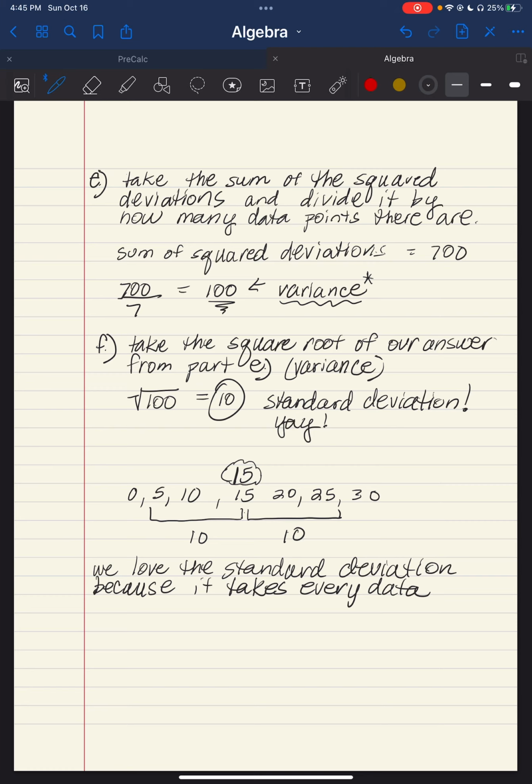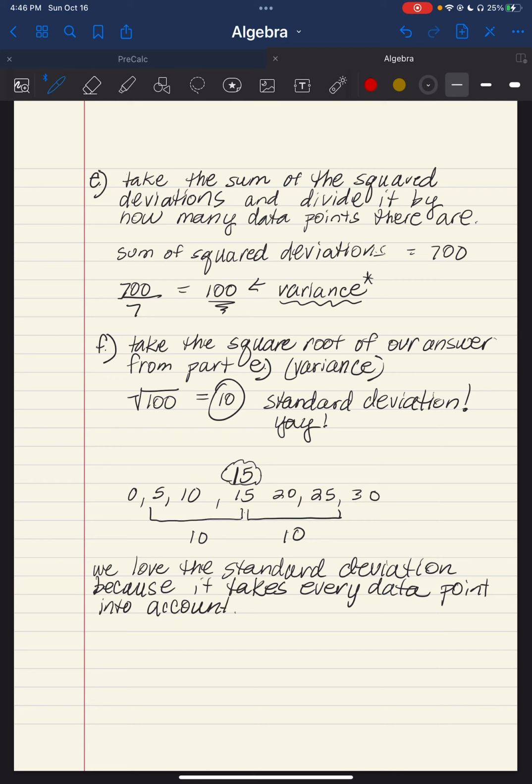But if you're deviating in either direction from the middle by high amounts, you can't hide that when you use the standard deviation. So you get a really good summary if you use the standard deviation and the mean as your kind of statistic. So we love the standard deviation because it takes every data point into account.